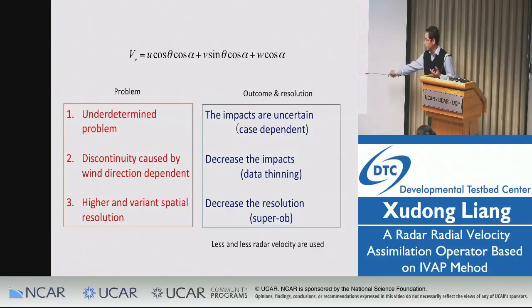So how do we assimilate it traditionally? Firstly, we decrease the resolution of the radar, for example using a super-ob. To decrease the resolution, we use the data thinning method to reduce the data on the grid. Even with this method, the result is still uncertain because this problem is underdetermined. There are a lot of solutions for this equation, so the results are generally case dependent.